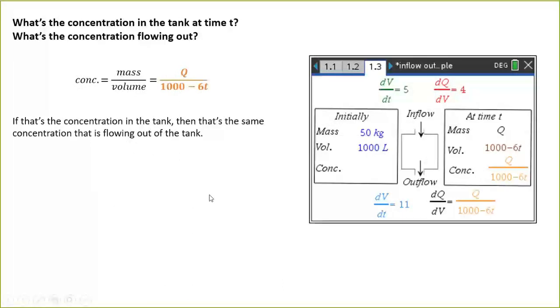All right. Now in terms of concentration, well, in our table, we've got mass, we've got volume. So the concentration is simply mass divided by volume, which we get there pretty neatly. And so now we know the concentration inside the tank at any time. That concentration is going to be flowing out. So that's going to be our outflow of dQ/dV.